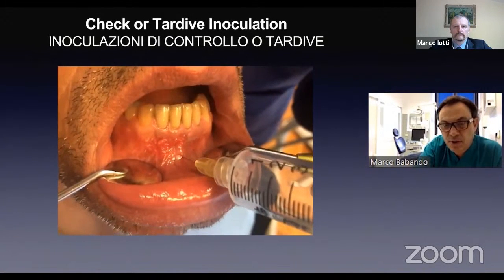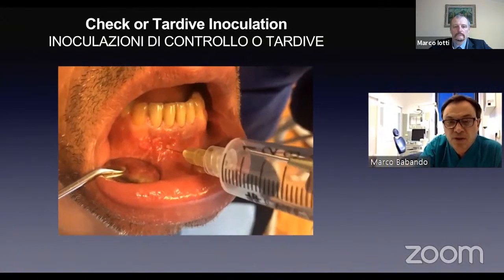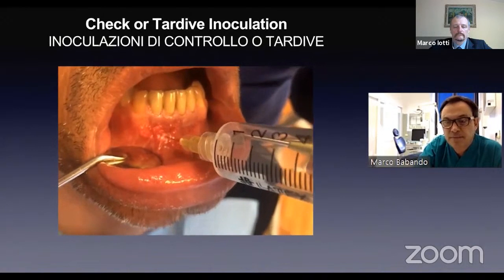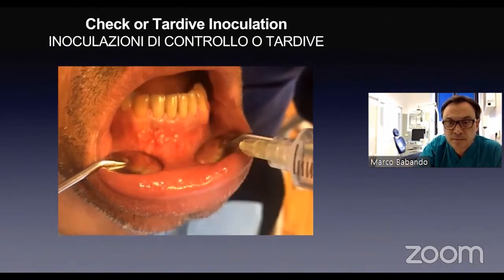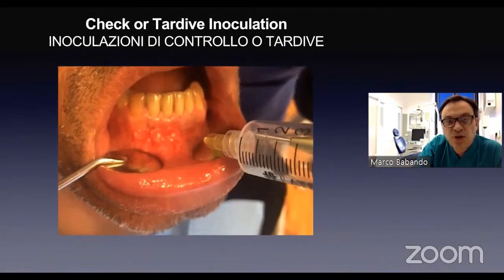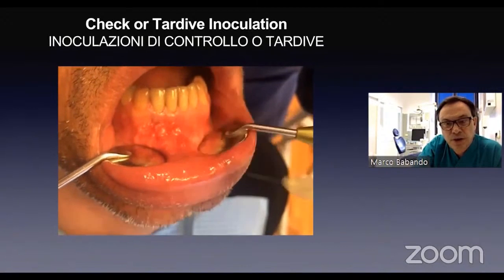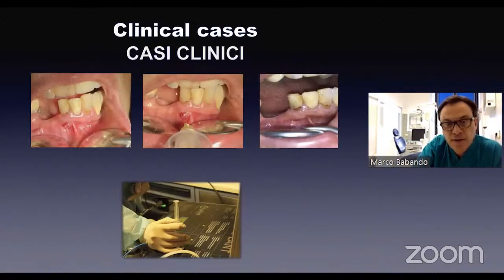Here you see a following inoculation, allowing us to check whether there are some leaks of ozone from the flap. So the flap is completely closed. And here are some clinical cases. This is a particular case.